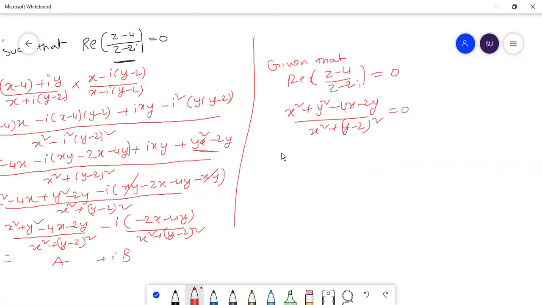By cross multiplying, you will get x square plus y square minus 4x minus 2y is equal to 0, which is the locus of z. So this is the required locus of z. So this is the answer.